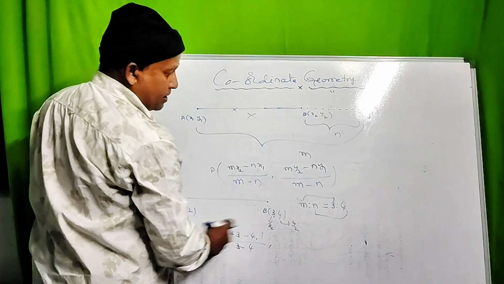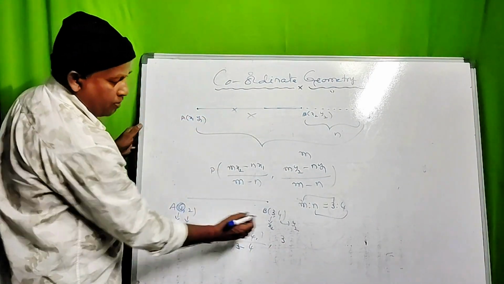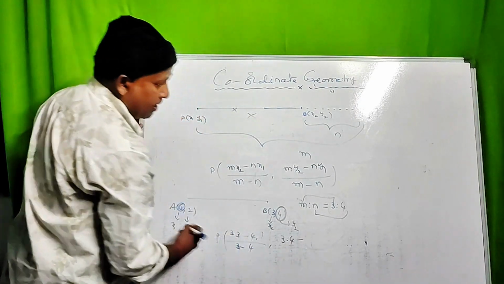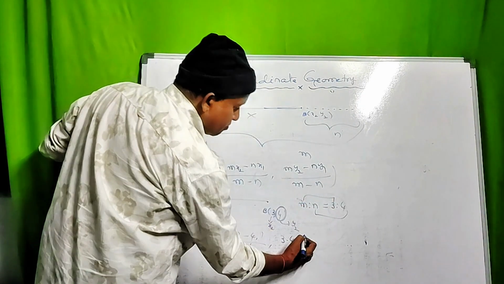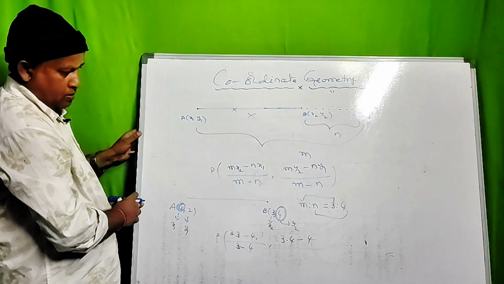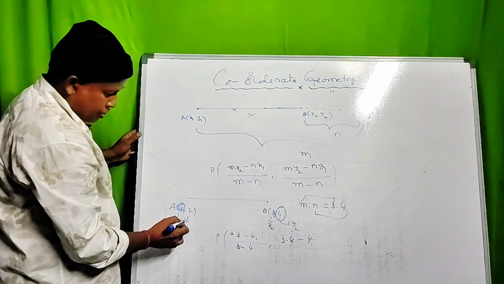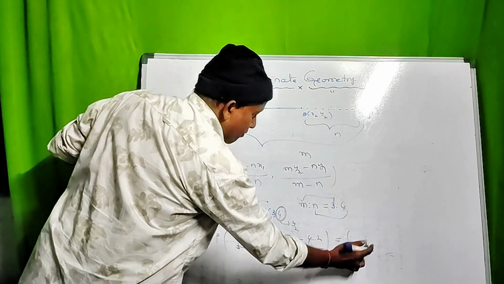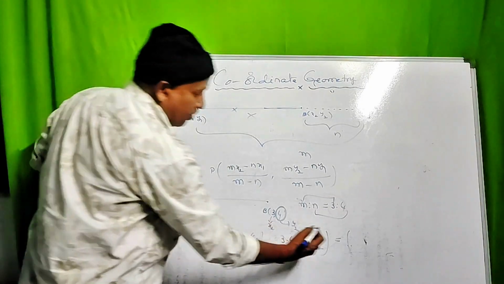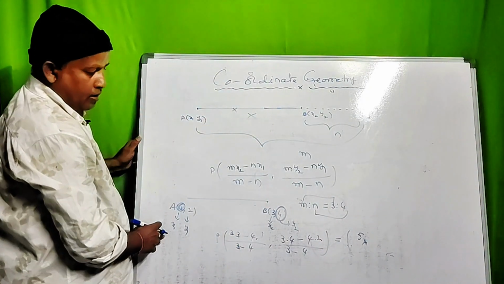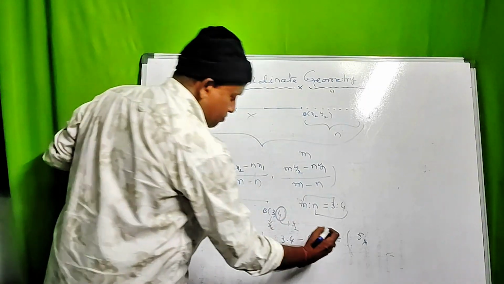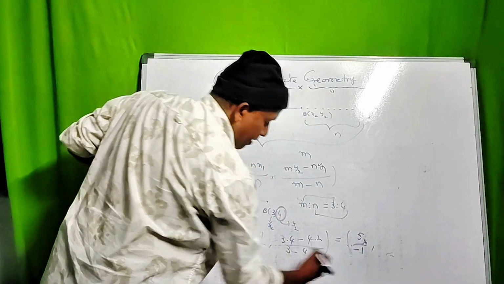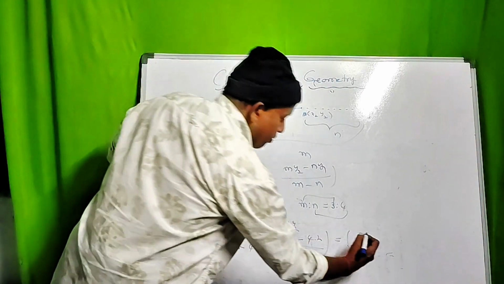Similarly, m into y2. m means 3. y2 means how much? 4. Minus n into y1. n means 4. y1 means how much? 2. Divided by 3 minus 4. That equals 9 minus 4, which is 5. 12 minus 8 is 4. 3 minus 4 means what? Minus 1. Comma, 12 minus 8 means 4. 4 by minus 1.